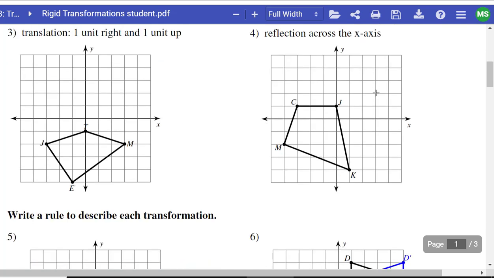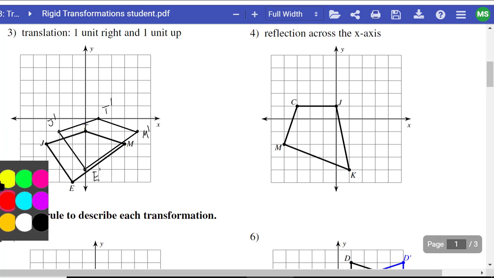So 3, a translation, 1 unit to the right and 1 up. Okay, well, T is now going to be here. If we just look at each one of these, we can see that something's going to happen, and something is going to move this shape. We can draw it in and show this, like so. Maybe I draw it wrong, but for the most part, they're going to have the same shape unless we draw it totally wrong. So we just did translation, a slide.